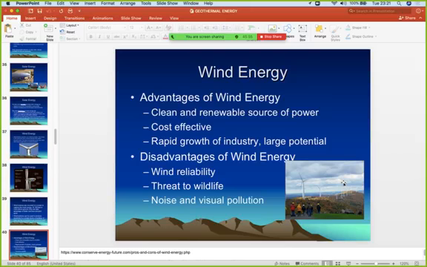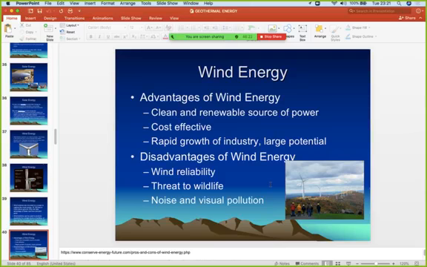So the advantage of wind energy, aside from the fact that capital expenditure is also high, is that the capitalization requirement will need more support or funding. So this is a clean and renewable source of power, cost effective, rapid growth of industry, large potential.